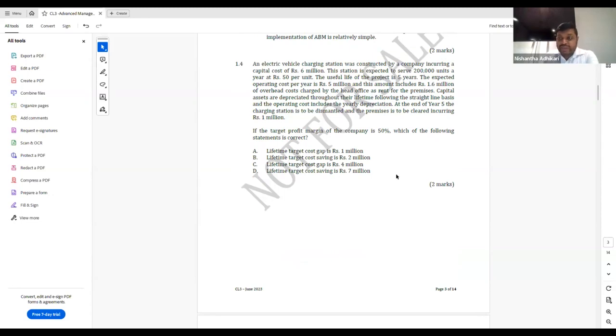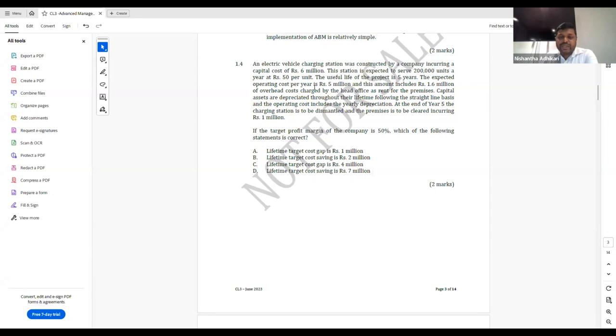An electric vehicle is moving fast, otherwise within a given time period we may not be able to complete. An electric vehicle charging station was constructed by a company incurring a capital cost of 6 million. This station is expected to serve 200 units a year at 50 rupees per unit. The useful life of the project is 5 years.